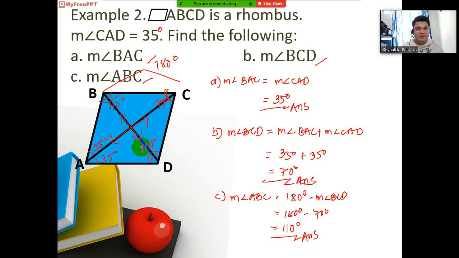That's it. Then you can also check if your answers are correct by adding the angles, and the sum must be equal to 360 degrees, for us to say that it is a quadrilateral. So 110 degrees plus 70 degrees plus 110 degrees plus 35 plus 35. What's the answer? Very good. It is 360 degrees.